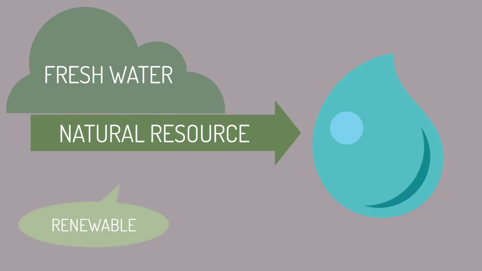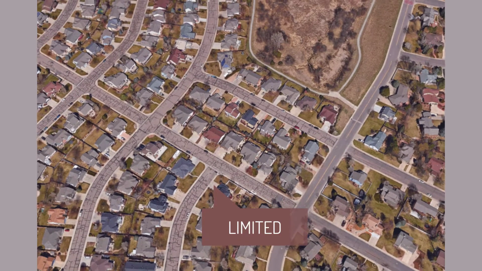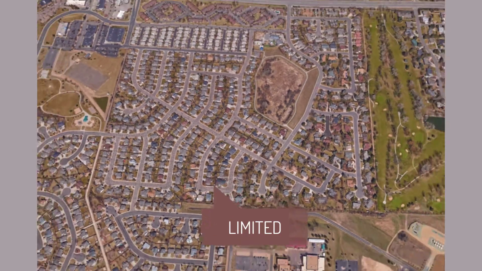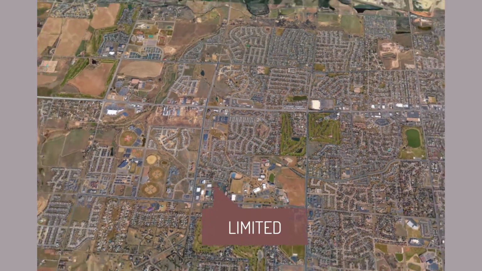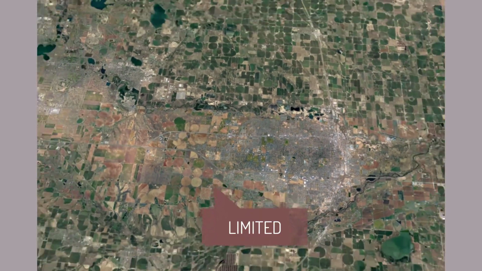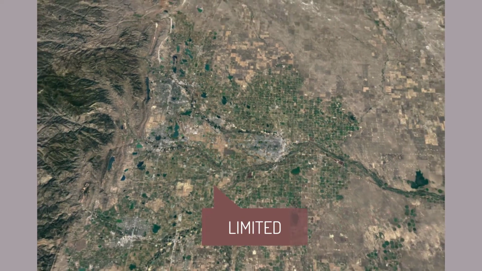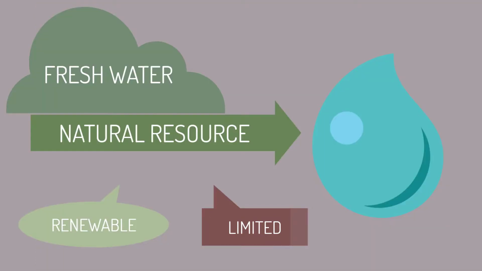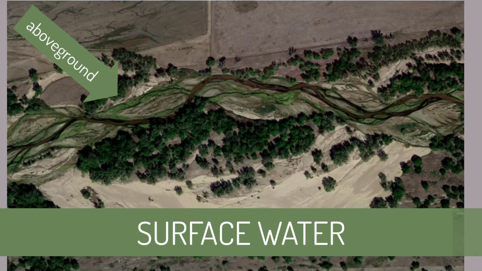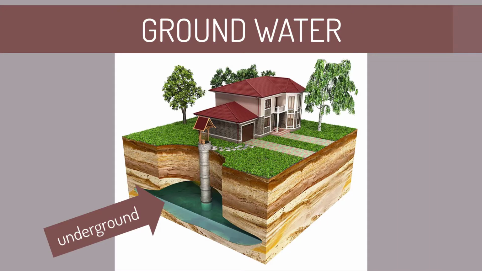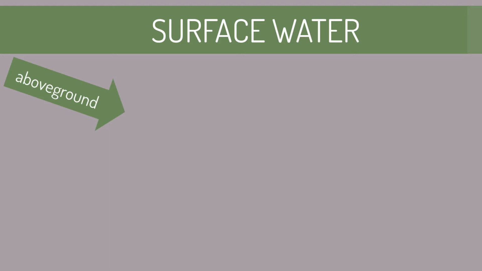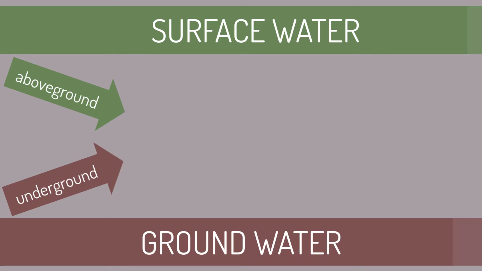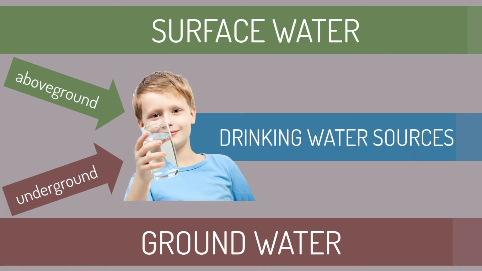Fresh water is also a limited natural resource because in dry places with many people, it is used up faster than it can be replenished. This renewable and limited natural resource runs over land's surface or fills holes underground. Surface water and groundwater both are drinking water sources.